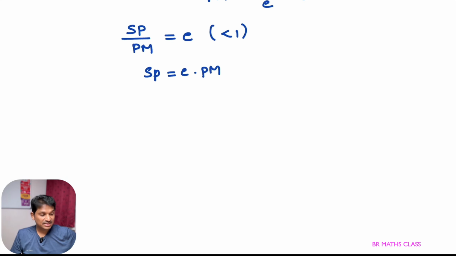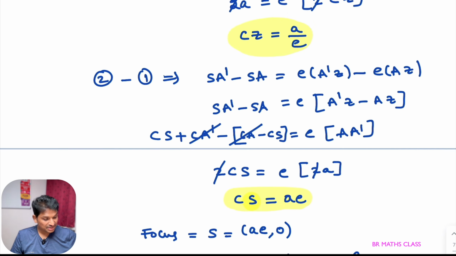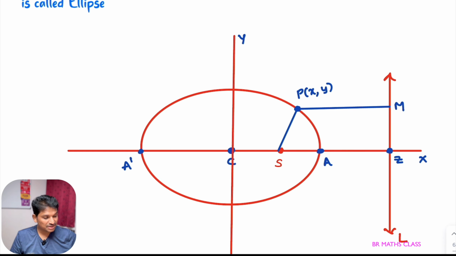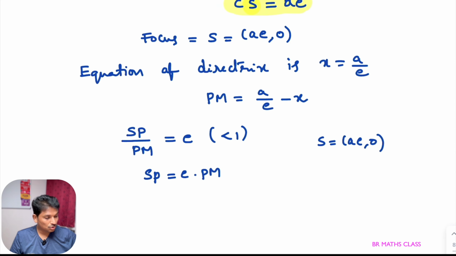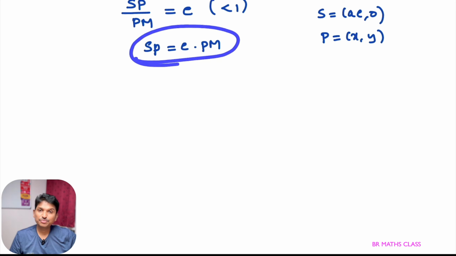What is S? See, S is AE comma 0. Focus. We wrote it here now. S is AE comma 0. And I want PM. PM also we just wrote here. PM is A by E minus X. What is P? Here we have taken P. P is X comma Y, any point on the ellipse. Yes, we know. P is X comma Y. SP equal to E times PM.